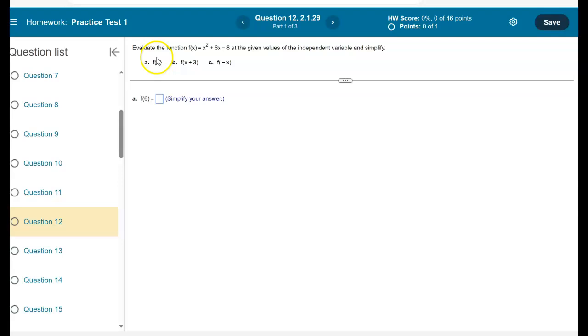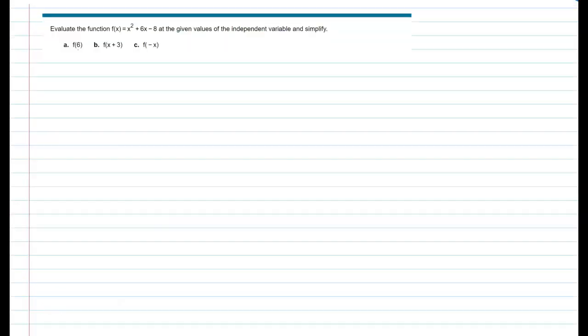Let's consider another example. We have to evaluate the function f of x equal to x squared plus 6x minus 8 at the given values of the independent variable and simplify. So copy over here. So here we are given a quadratic function. So our function f of x is x squared plus 6x minus 8.